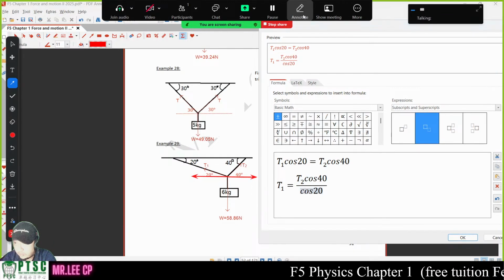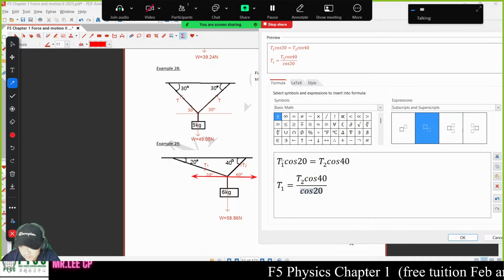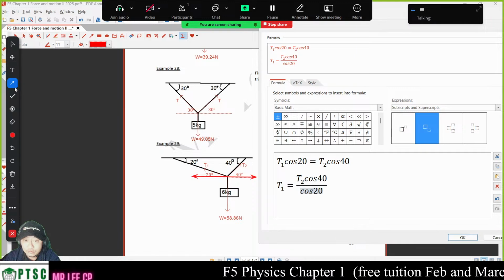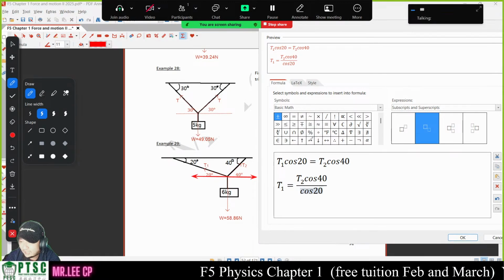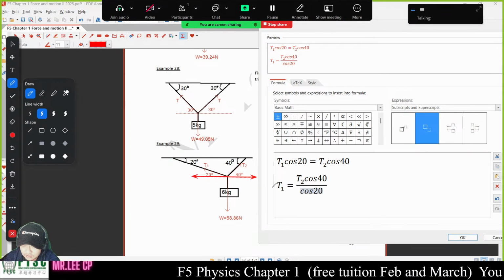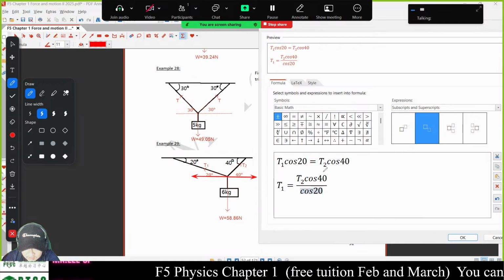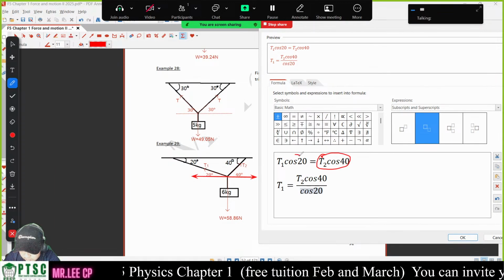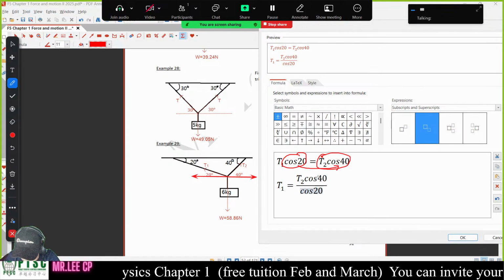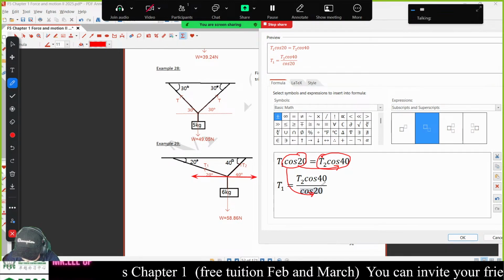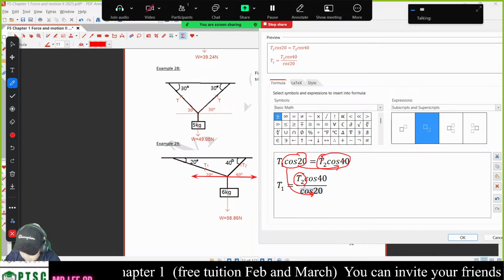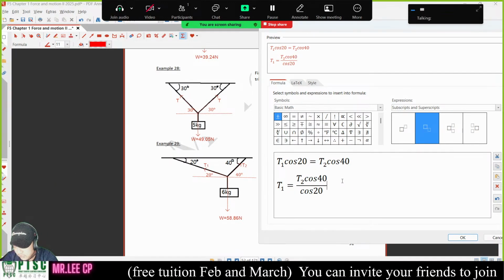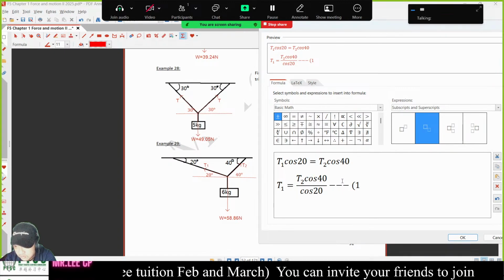I repeat one more time. See here, you can do this later if you don't want to do it first, but later you still need to do it because there are two unknowns. You leave the T1 here, it is easier for you to substitute later. So this T2 is left here, and I divide by cos 20 downward. So T1 is T2 cos 40 divided by cos 20. This one I am going to leave as the first equation.